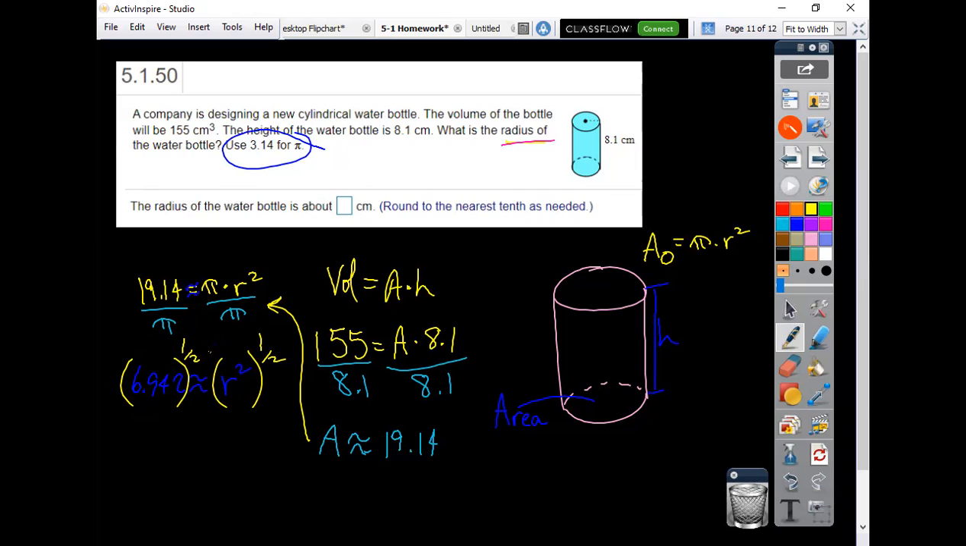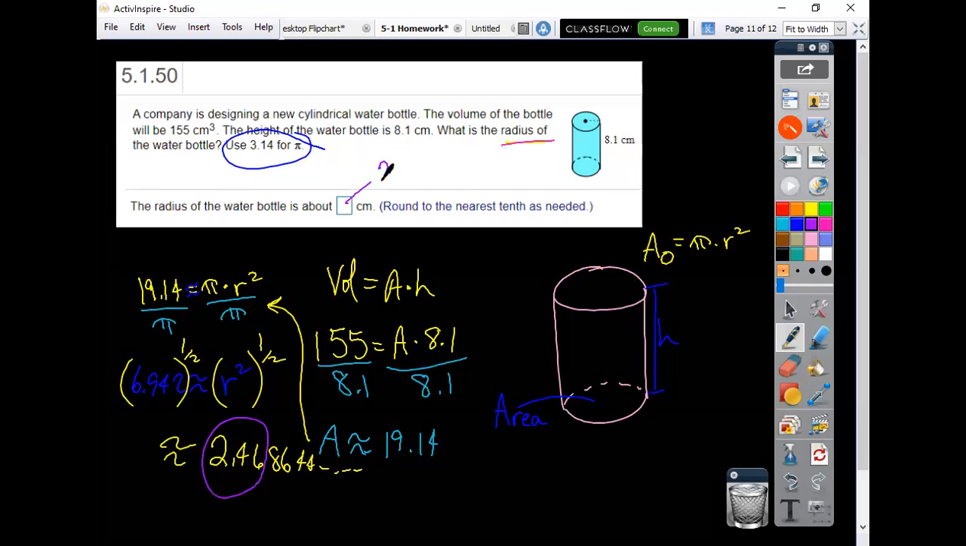And when I do that, I'm getting 2.46864, and I kept all the decimals all the way through using the numbers, and the directions say round to the nearest tenth. So I would suggest after all that, looking here, to the nearest tenth would be 2.5.